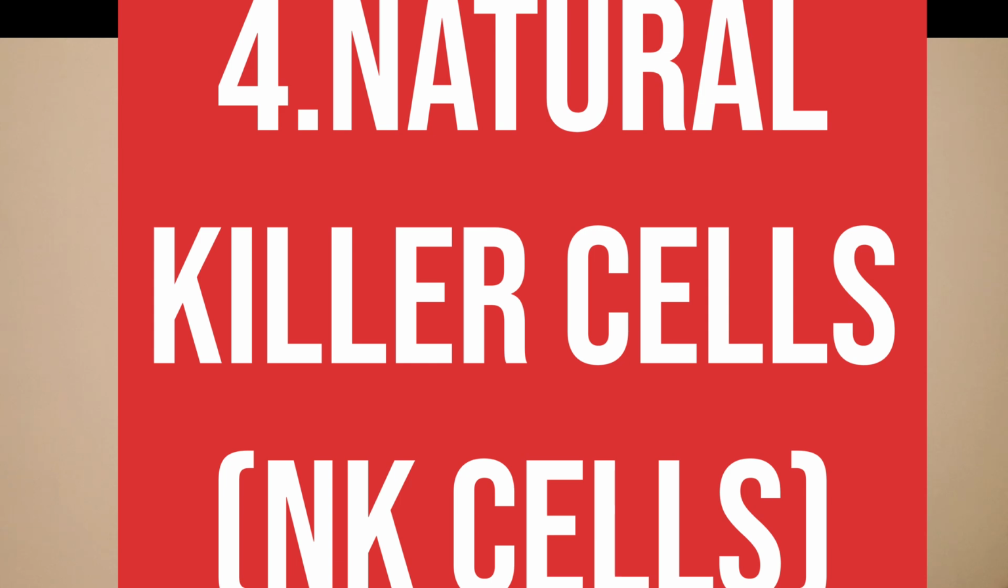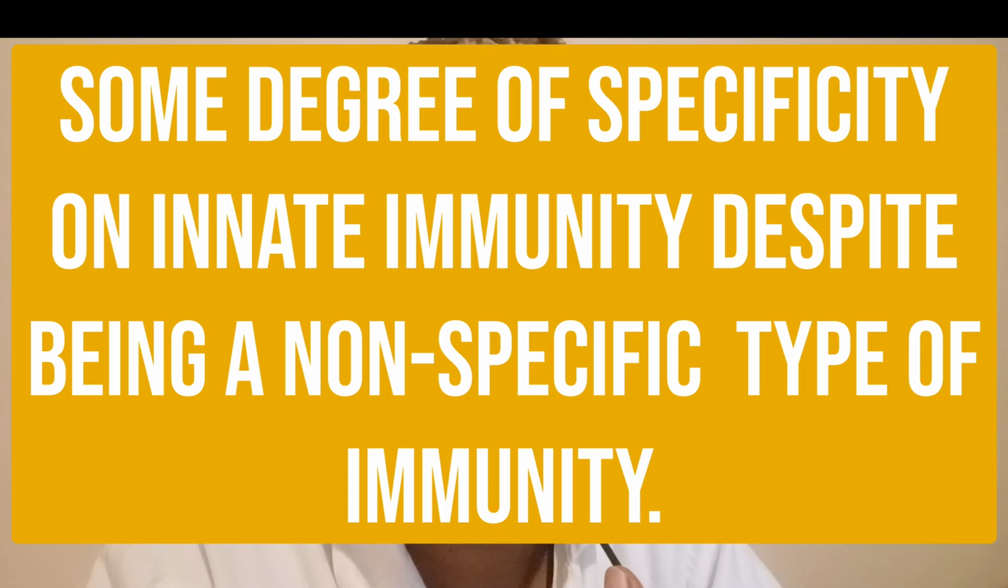Natural killer cells, or NK cells, are innate immune cells that recognize and kill infected or abnormal cells, such as virus-infected cells or tumor cells. While NK cells do not target specific pathogens, they can distinguish between healthy and abnormal cells based on surface markers. All right, so those are the four aspects that give some degree of specificity to innate immunity.